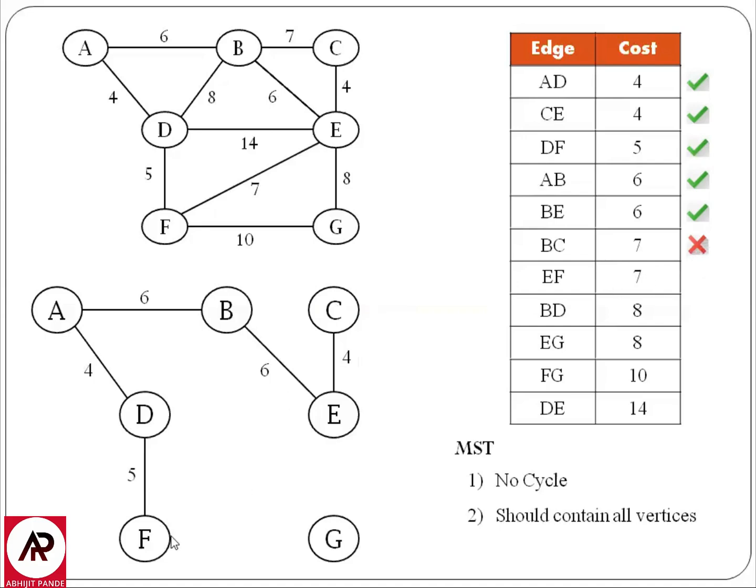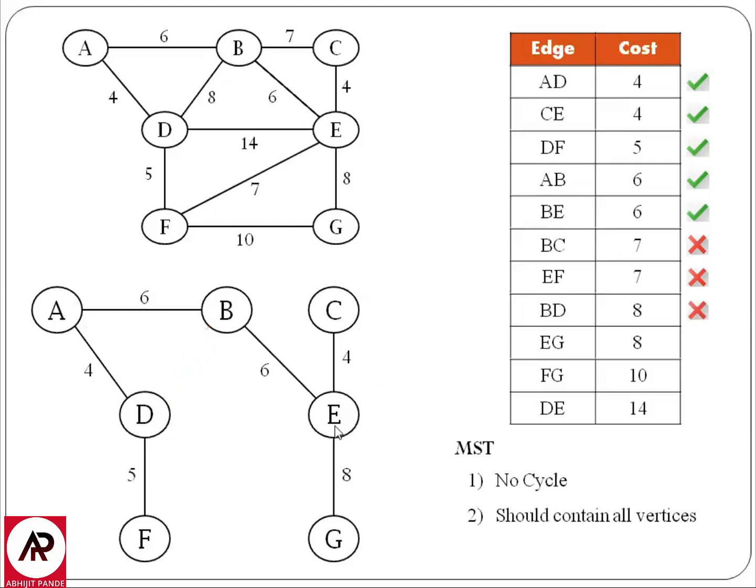Next, EF. If we consider the edge EF, again it will form a cycle in our graph. That is, if we consider the nodes A, B, E, F, D, it completely forms a cycle, and according to the property of MST, our MST should not consist of a cycle. So we simply discard that edge. The next one is BD. If we draw BD, again it will create a cycle between the vertices A, B, and D. So it violates the property of MST. So we are not going to consider BD.